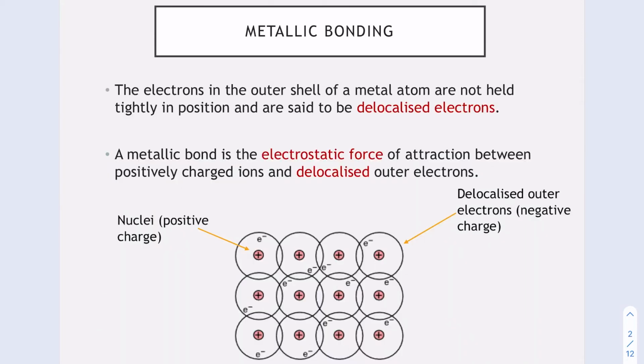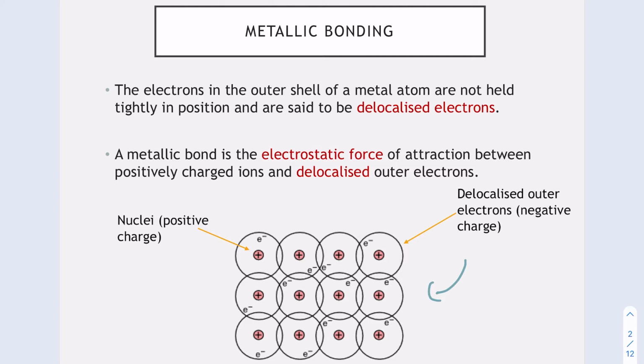So we're going to learn a new type of bonding today called metallic bonding, and we've got a nice little diagram here of a grid with some nuclei and some delocalized outer electrons. So what is metallic bonding? Well, as I've said at the top, electrons in the outer shell of a metal are not held tightly in position. They are said to be delocalized electrons.